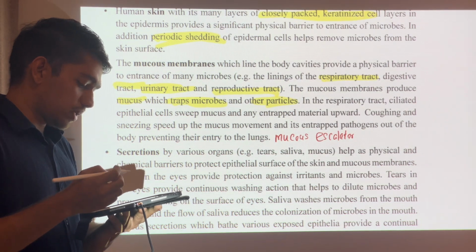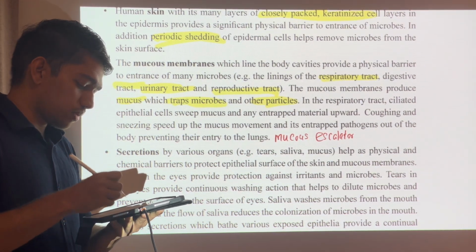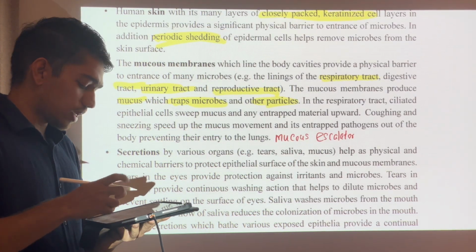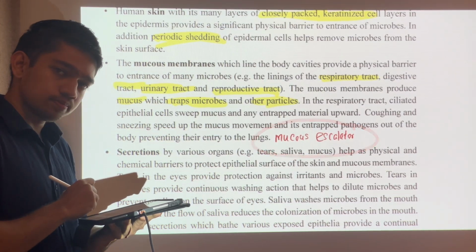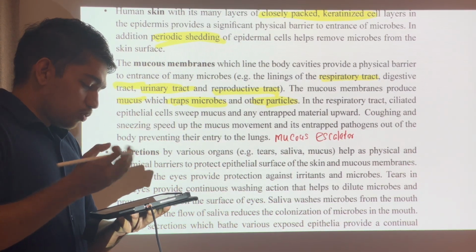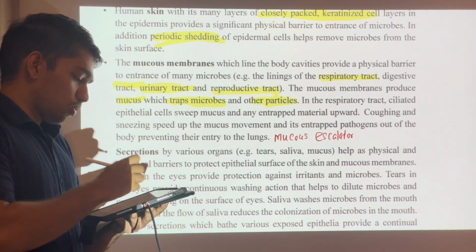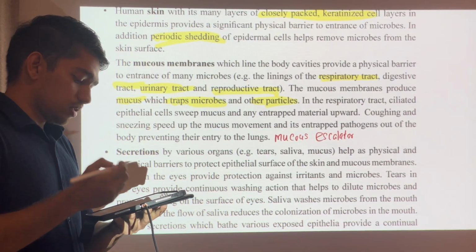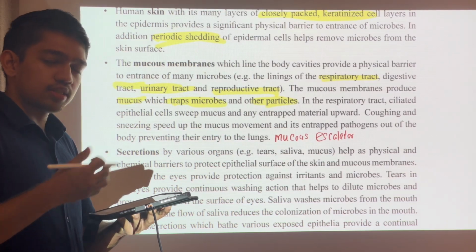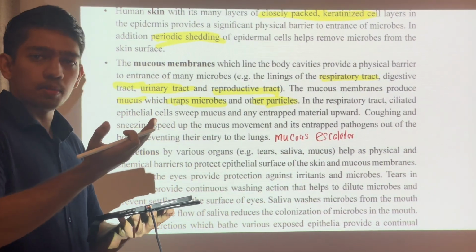If we take the respiratory tract as an example, we call that process of cilia moving the mucus the mucus escalator, right? The cilia are going to move the mucus with the entrapped foreign particles upwards, right? Also in the respiratory tract, we have things like coughing and sneezing that are going to accelerate this. So when you cough or sneeze, that mucus is going to rapidly come up, right?